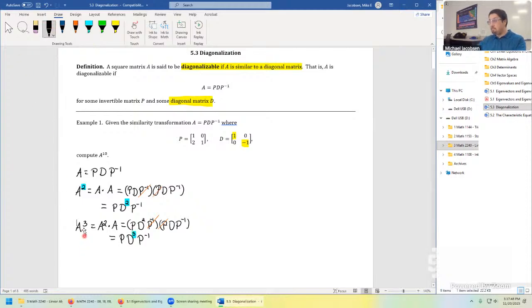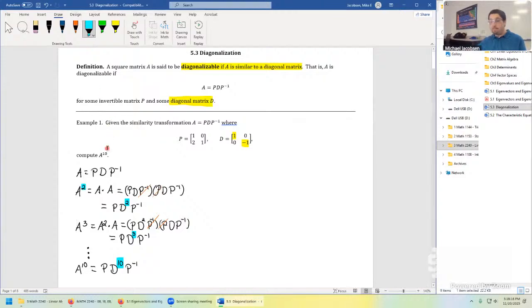My claim is this would work for any power of n. We can kind of see what the pattern would look like. If we were going to prove that from scratch, it'd be a proof by induction, if you've done those kinds of things before. Let's take for granted, rather than trying to verify by induction, that it does look like a power of 10 is going to be P times D to the power of 10 times P inverse.